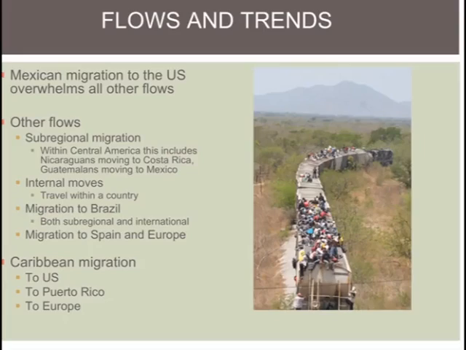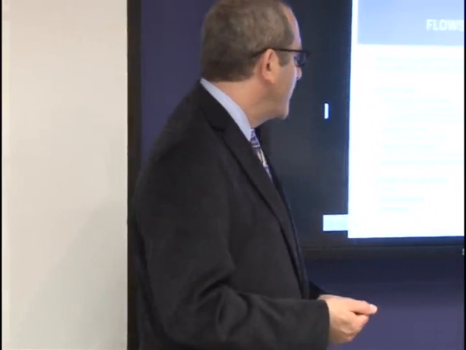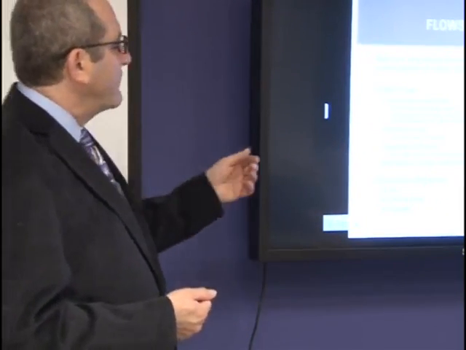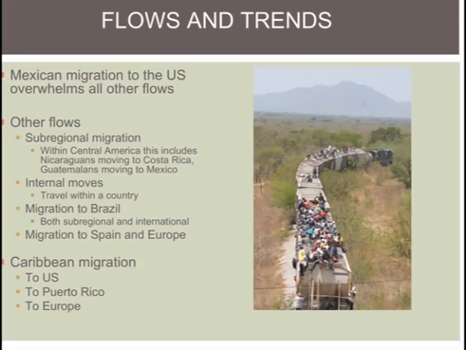We also see migration to Spain and to Europe. There are special sorts of laws that encourage movement to Spain. Those have to do with patrimony sorts of laws and the idea that the Spanish crown had originally colonized many of these places, and so there's better access to return from South America to Spain, although the economy in Spain is now discouraging that kind of a movement. And finally, there's Caribbean migration. And this is migration to the United States, but also to Puerto Rico.